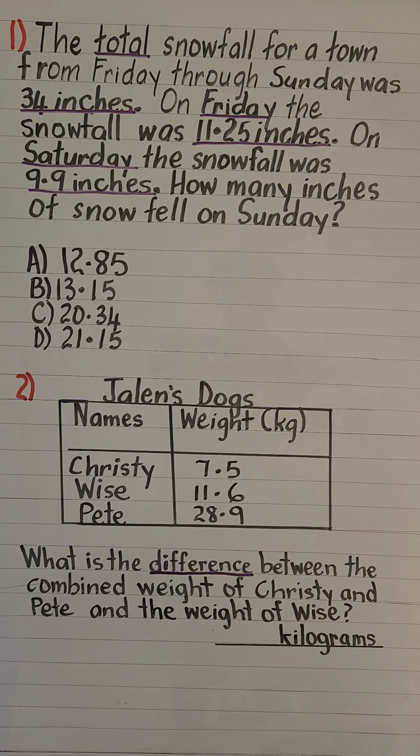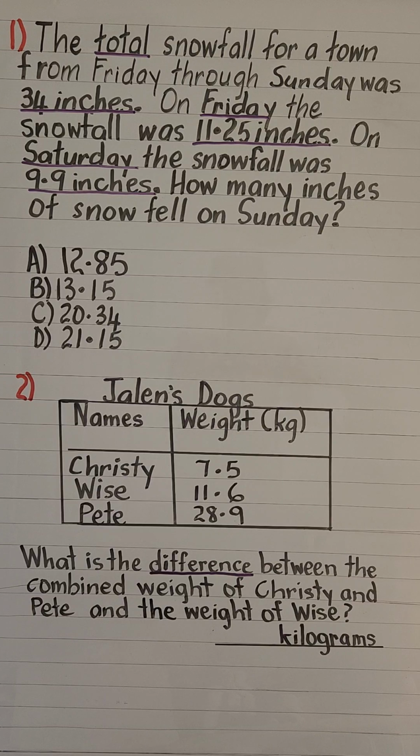In this session, I will show you how to solve real-life problems involving addition and subtraction of decimals. Our first example: the total snowfall for a town from Friday through Sunday was 34 inches. On Friday, the snowfall was 11.25 inches. On Saturday, the snowfall was 9.9 inches. How many inches of snow fell on Sunday?